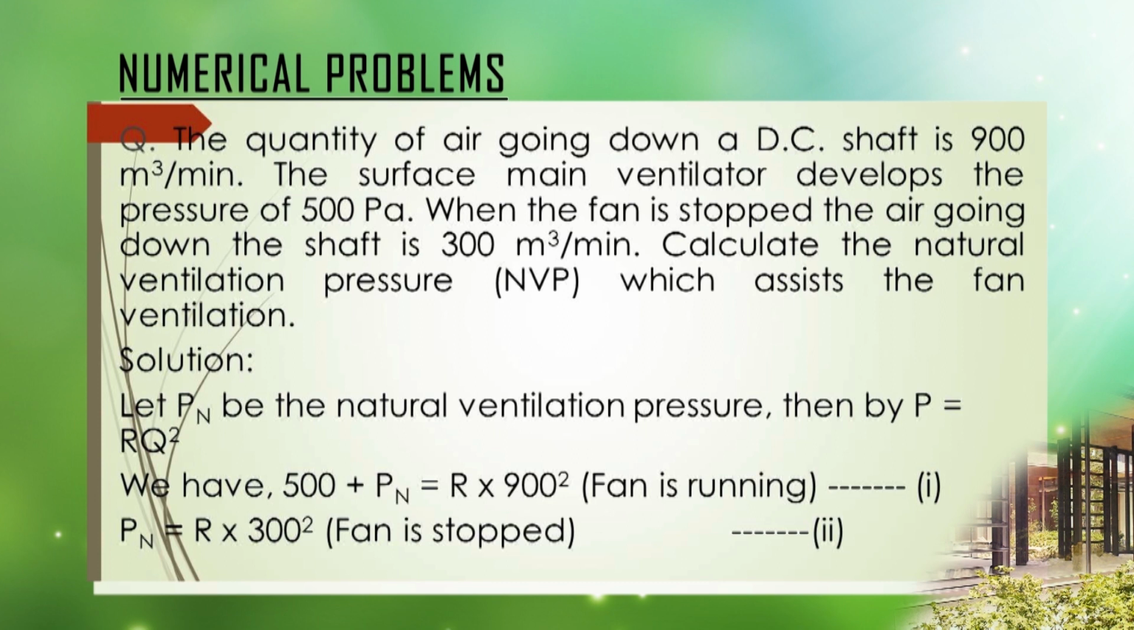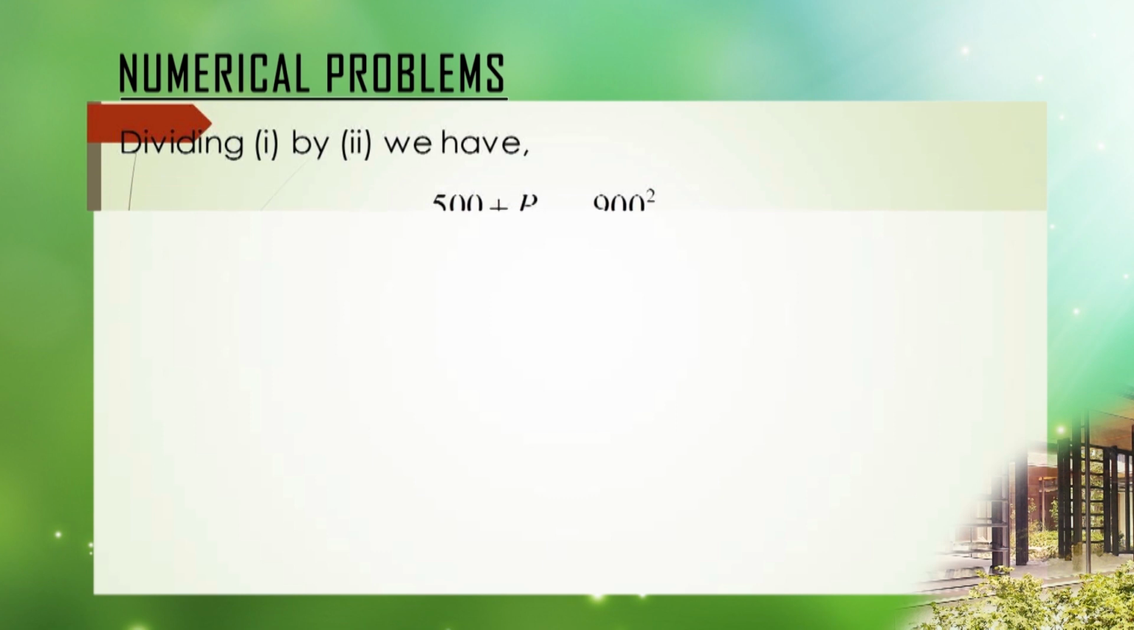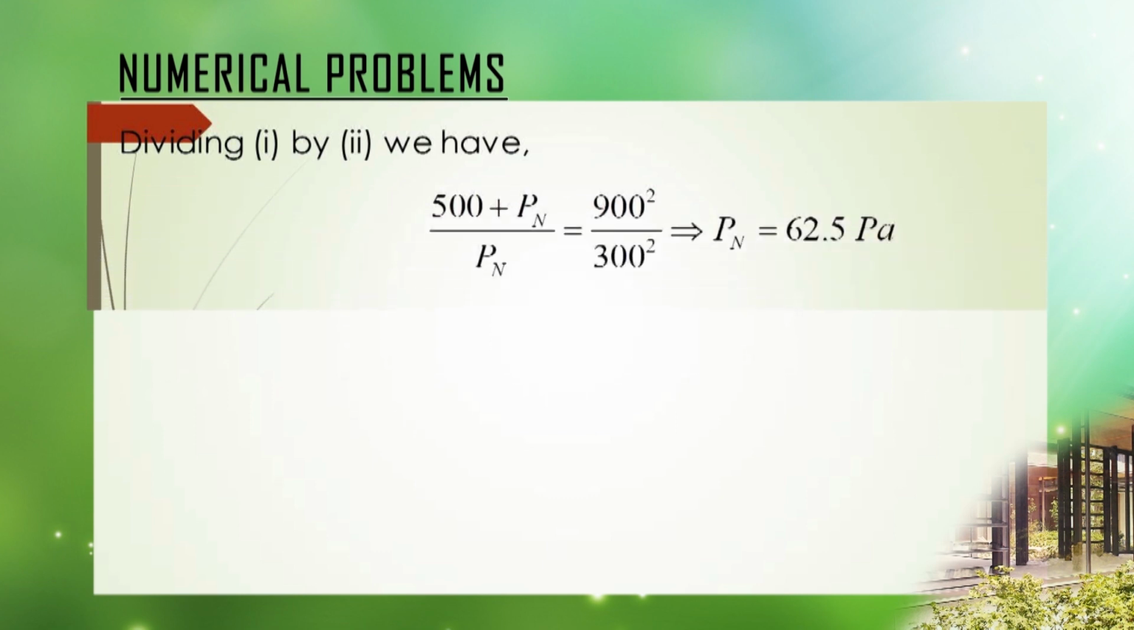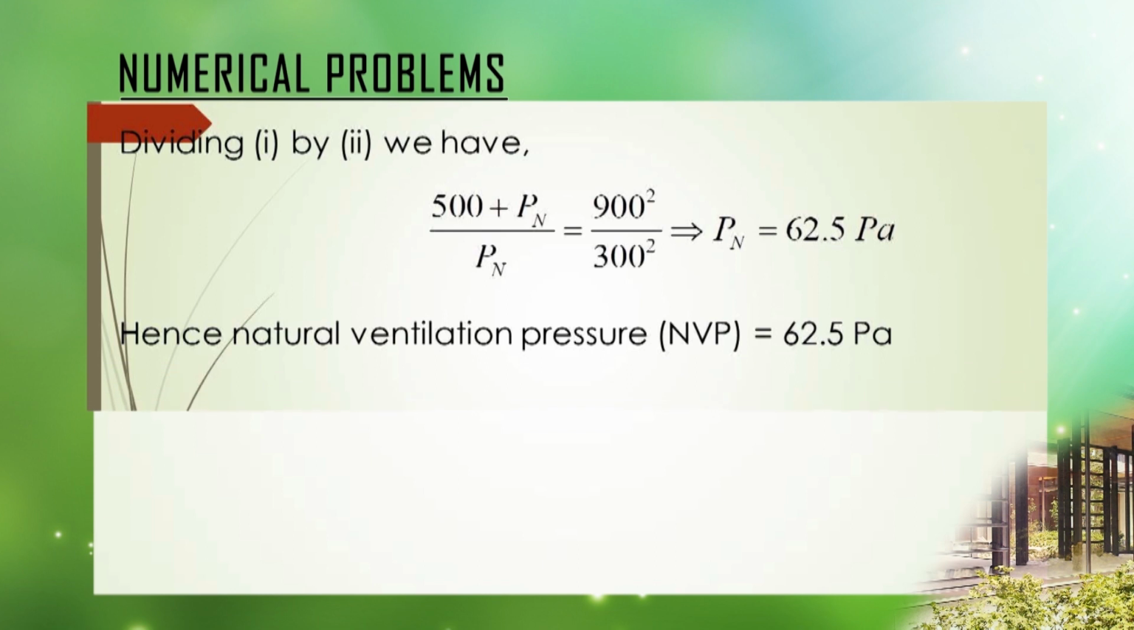Solution: let Pn be the natural ventilation pressure. Then by P = RQ², we have 500 + Pn = R × 900² when the fan is running, and again Pn = R × 300² when the fan is stopped. Solving this we can calculate Pn, that is, the natural ventilation pressure, which is equal to 62.5 Pascal.